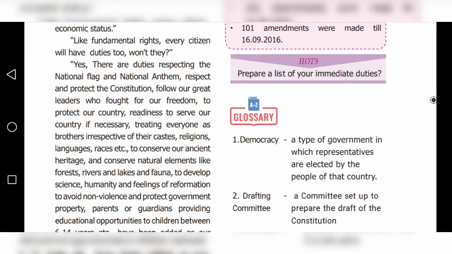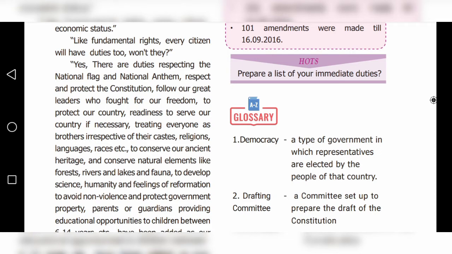What is our national anthem, children? Jana Gana Mana. When or where it is sung, we as citizens of India should give respect to the national anthem. Next, respect and protect the Constitution. The government gives rules and regulations. We should respect and protect them.